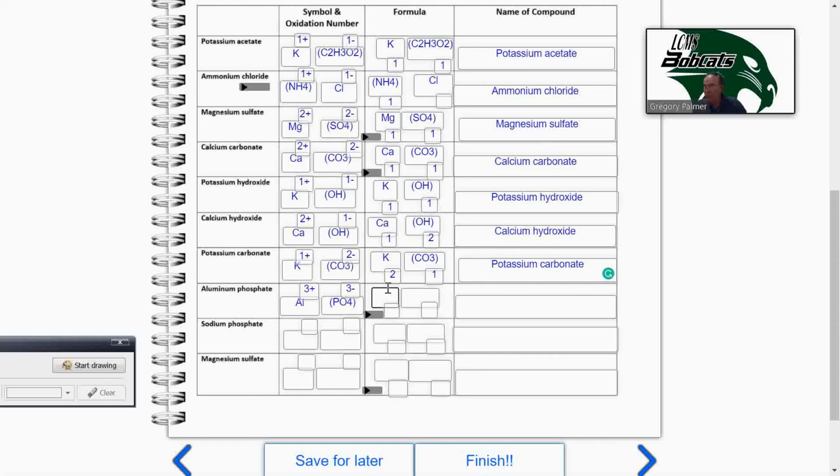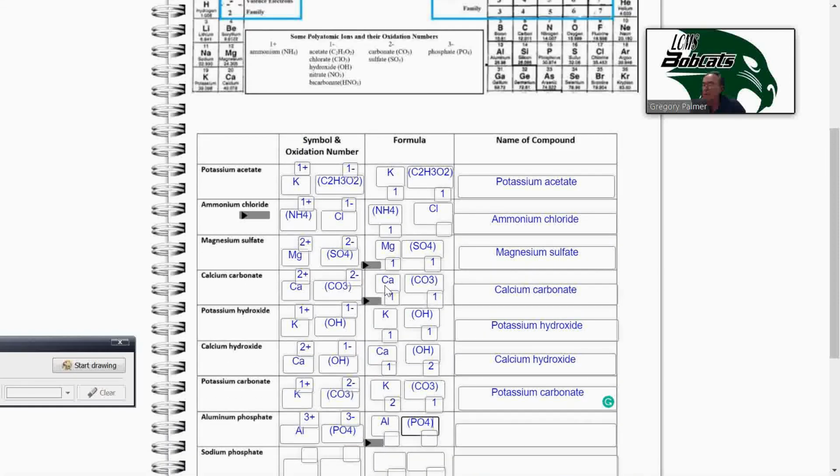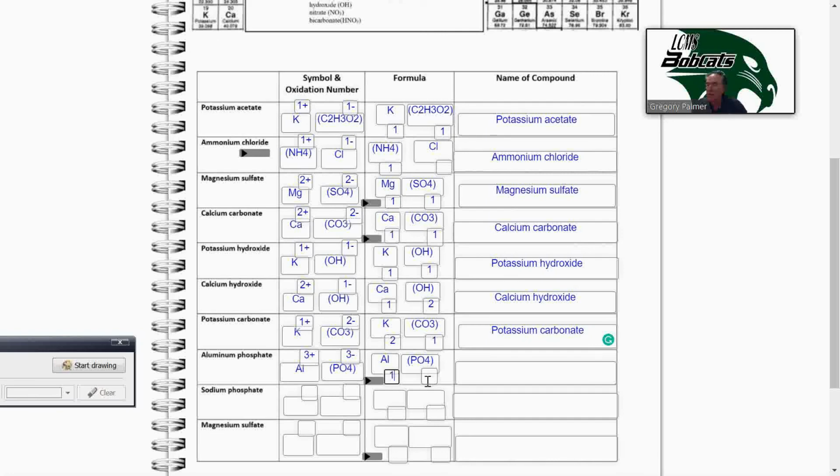Okay, so to make the formula, and again, it's going to take one positive 3 to cancel one negative 3. So the name of the substance is going to be aluminum phosphate. Because it's a polyatomic, we don't change the name.